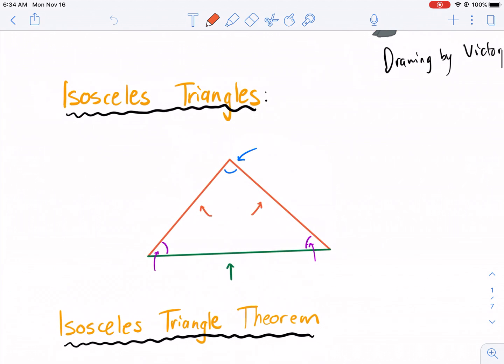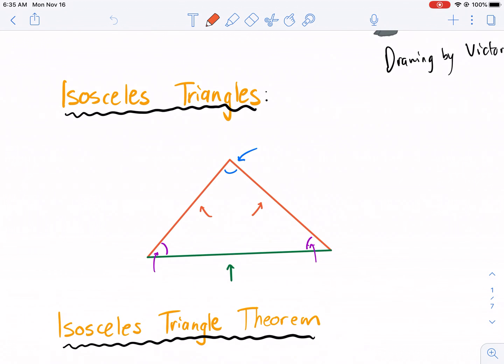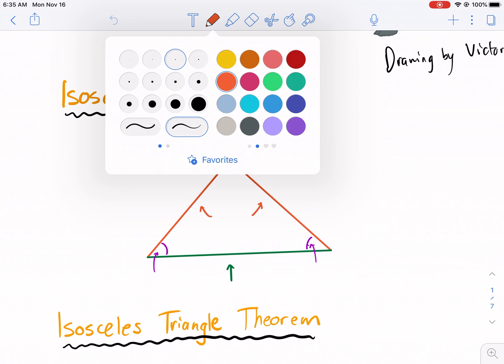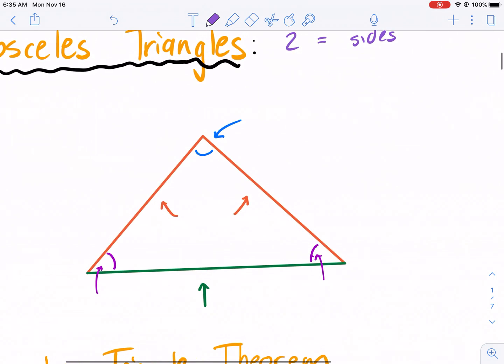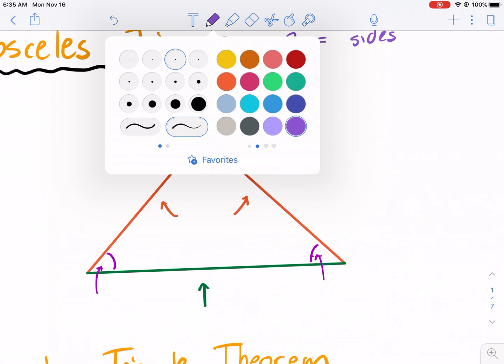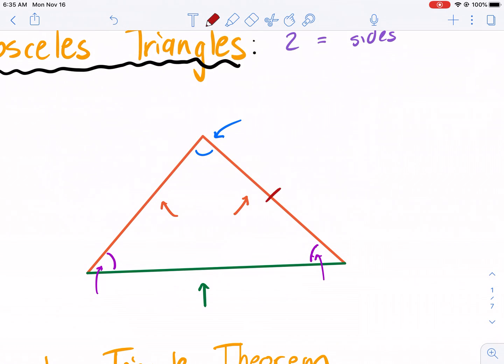So, isosceles triangle. What is an isosceles triangle? Well, an isosceles triangle is one that has two equal sides. So let's go ahead and write two equal sides. Okay, so if we have a diagram here, one of the first things that we need to recognize is that these need to be the legs. These are the legs of the triangle, and they need to be equal.